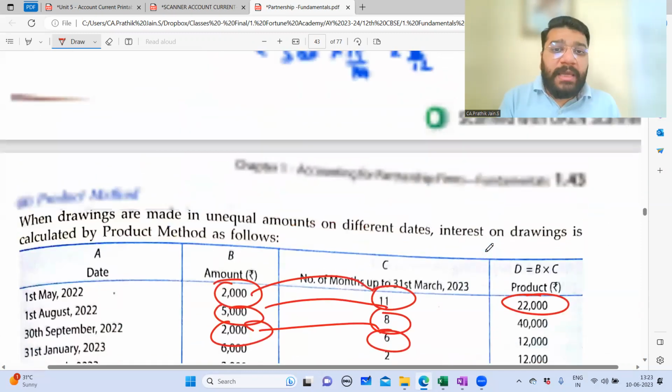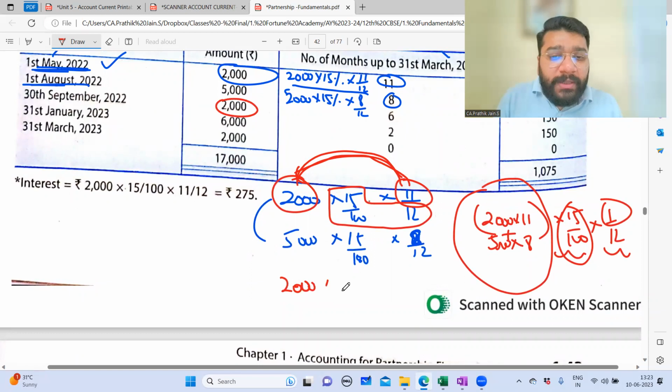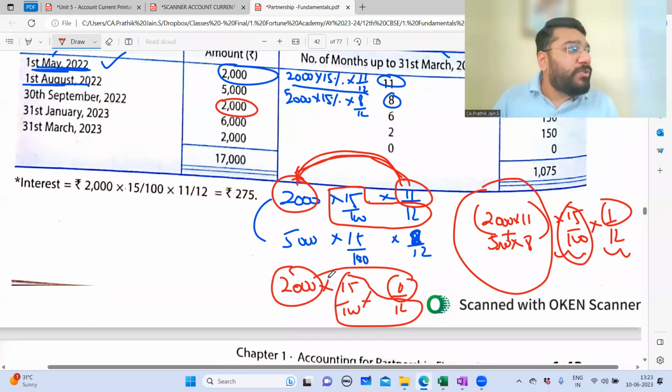Correct, no? Here what you do, every single time. So next amount is what? 2,000. Again 2,000 into 15 by 100 into 6 by 12. So this 15 by 100 into 1 by 12 is getting repeated. What is changing? 2,000 and 6,000 is only changing. So we are multiplying all that and adding. So that will give me the total product, total amount. That I multiply by 15 by 100 into 1 by 12.